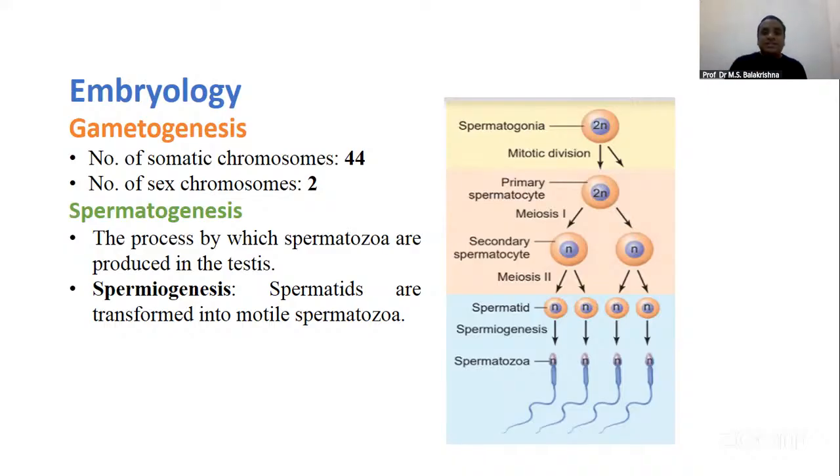What is spermiogenesis? The spermatids are transformed into motile spermatozoa. Motile means active, which will go and fertilize. That is why it is extremely important to know the definitions. They may give you a definition and four options, whether it is spermatid, spermatozoa, or some other similar names. Spermatogonia, spermatocyte, like that they will give you, and then you should pick the correct answer. So these are basically the definitions.